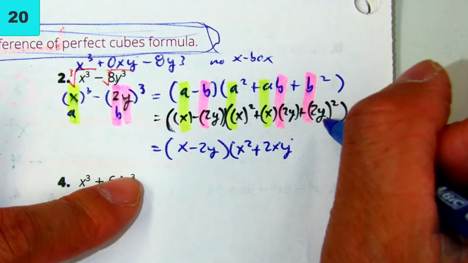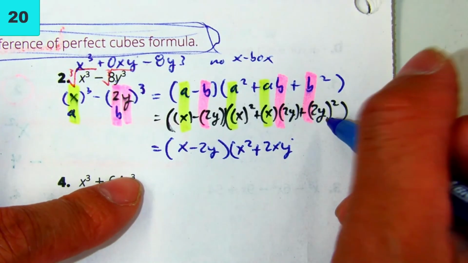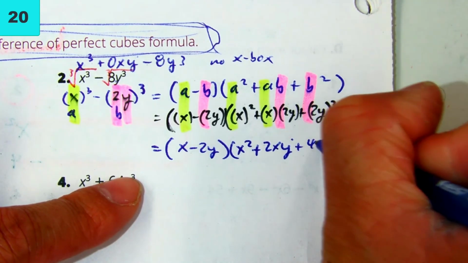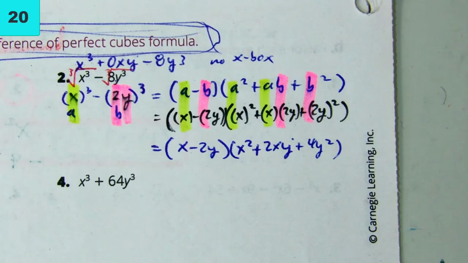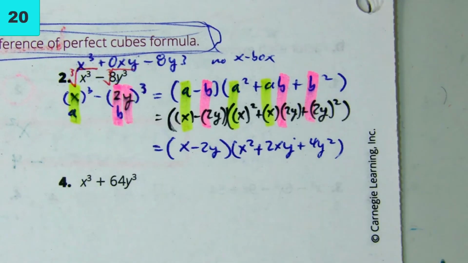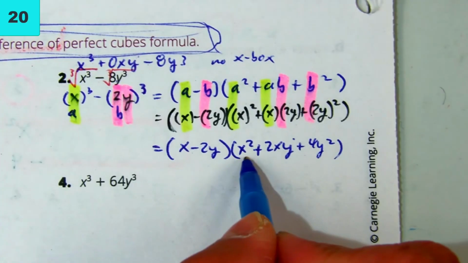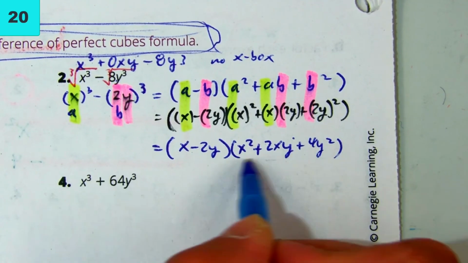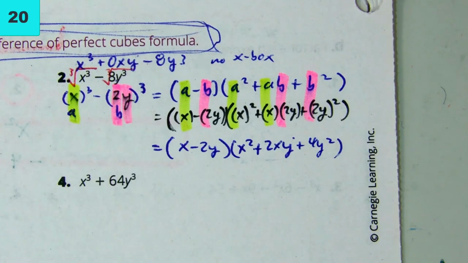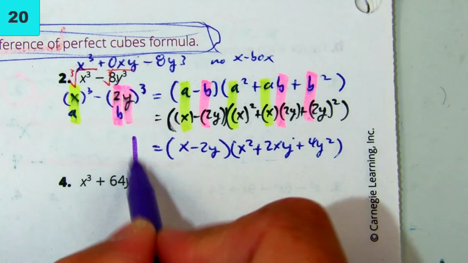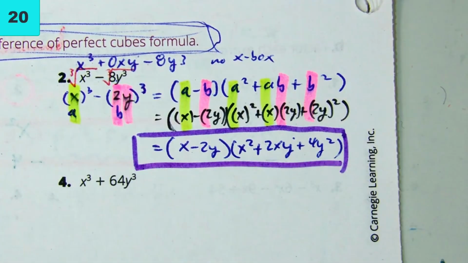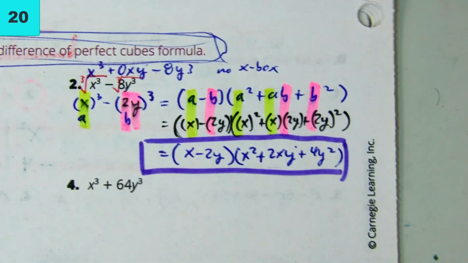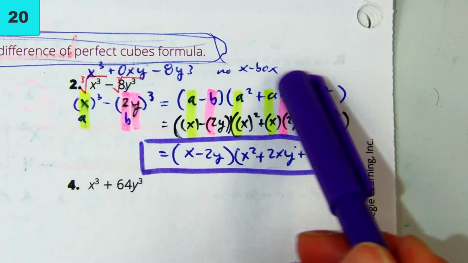And then 2y squared is what, class? 4y squared. Now, some students will ask, can I factor this one again by using the Xbox method? This part here will be prime, and this will be your answer. So, find the cube root, a and b, write down your formula, substitute, and then simplify.